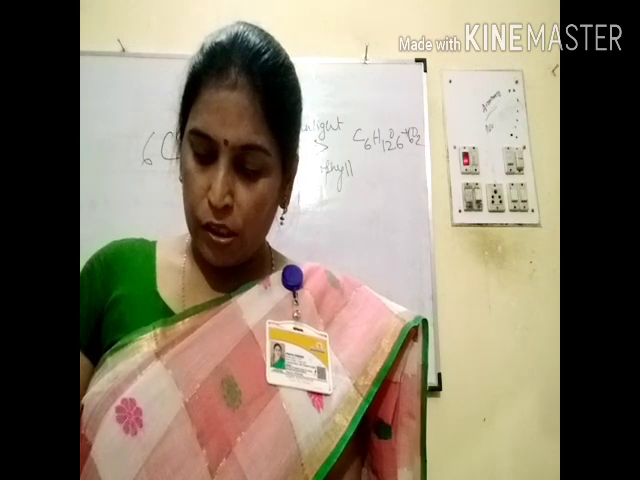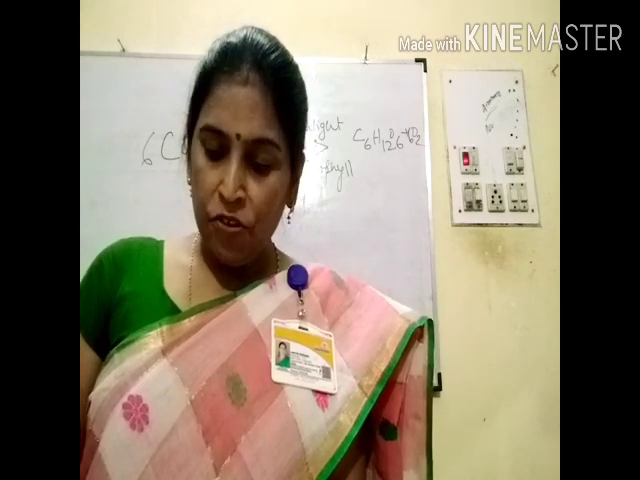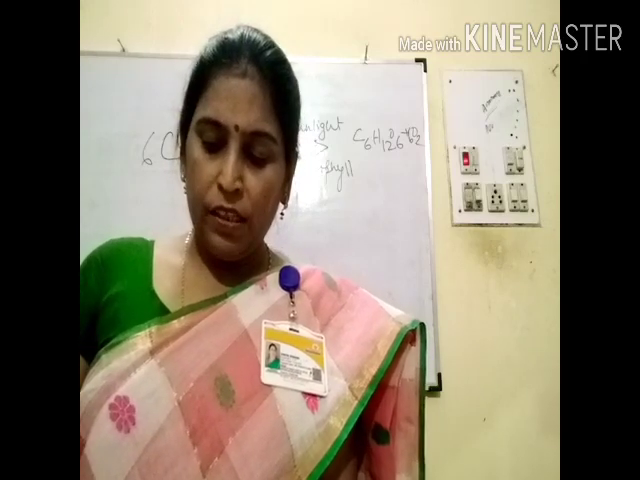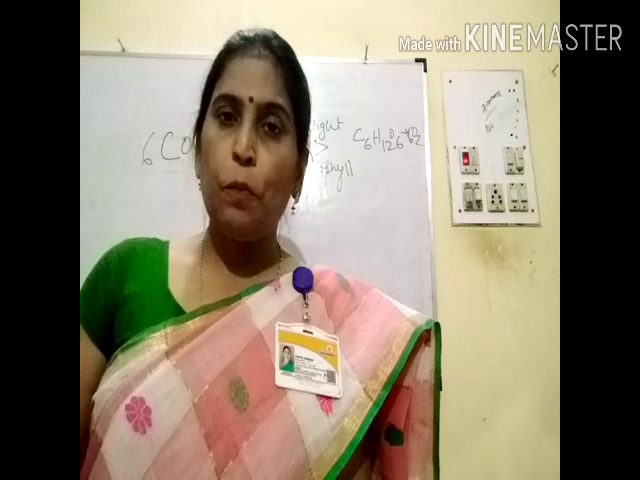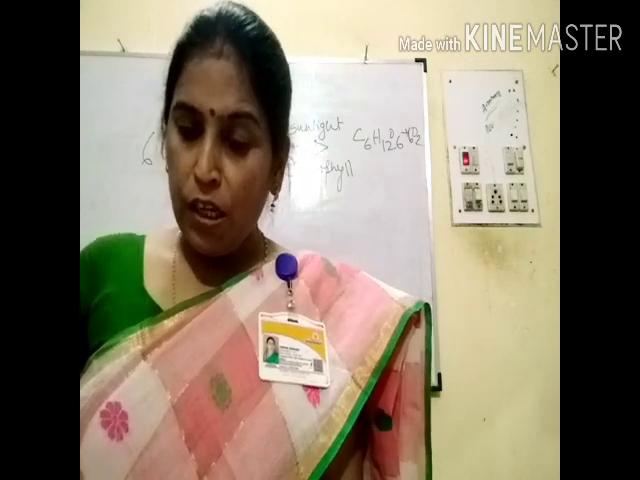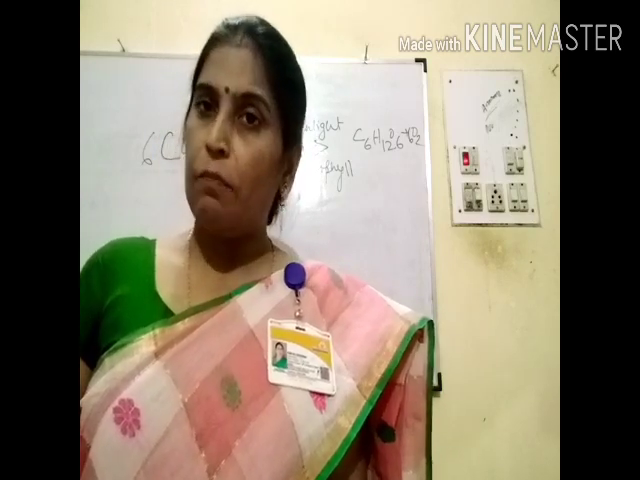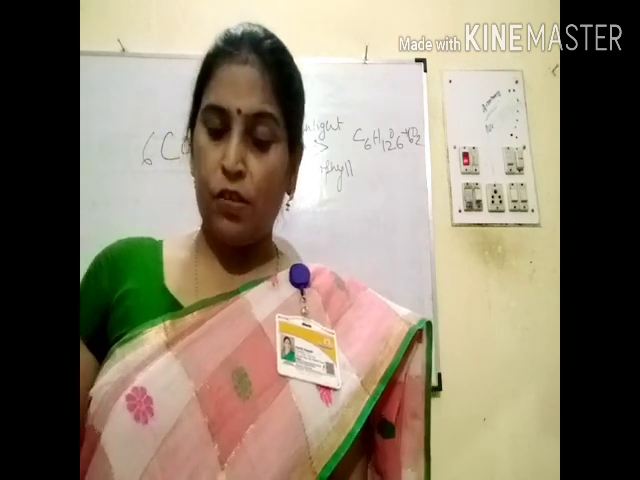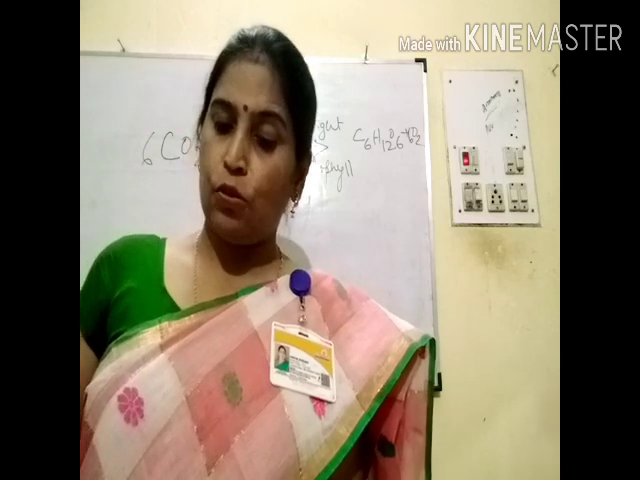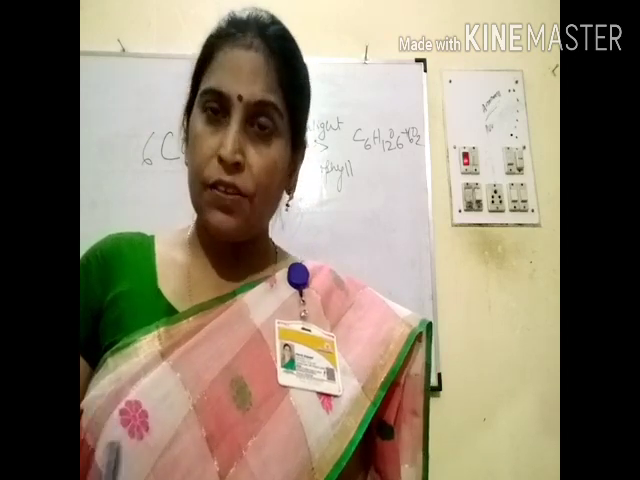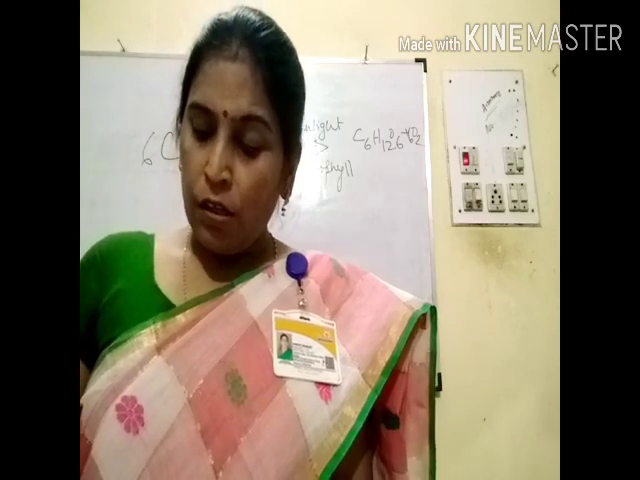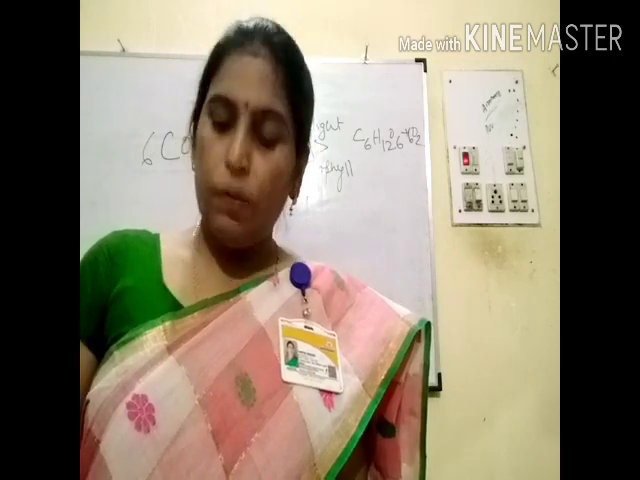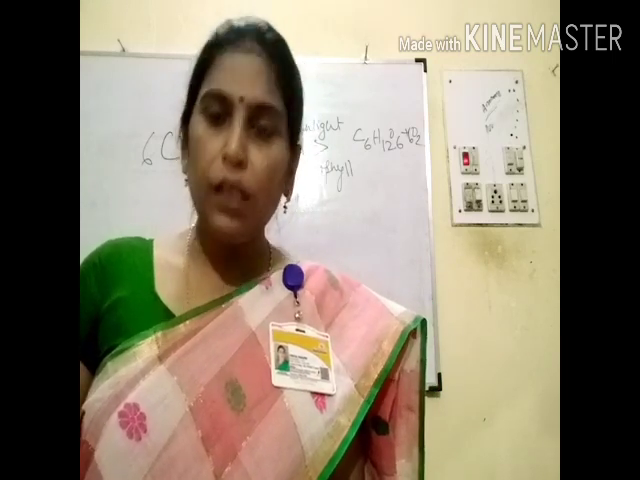And the short type 2 last question is differentiate between nitrification and denitrification. So just write the definition. Nitrification: the process of conversion of ammonia into nitrates with the help of nitrifying bacteria is called nitrification. And denitrification: the process of conversion of nitrates into nitrogen gas with the help of denitrifying bacteria is called denitrification. So this is all about short type 2. Now long question answer.